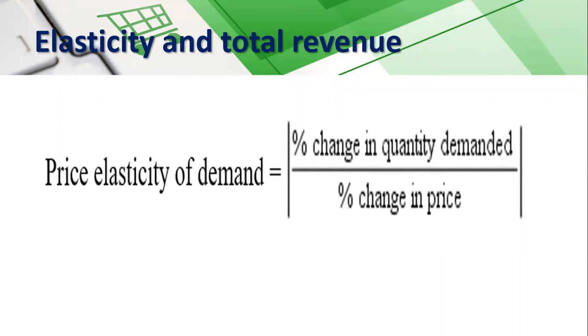So, what happens to total revenue if the price rises? It means the greater the price, the higher is the total revenue. And then, a reduction in price will lead to an increase in total revenue when demand is elastic. And then a decrease in total revenue when demand is inelastic.